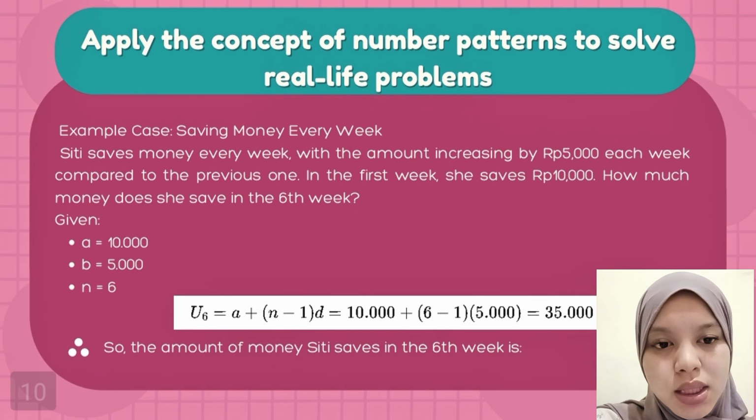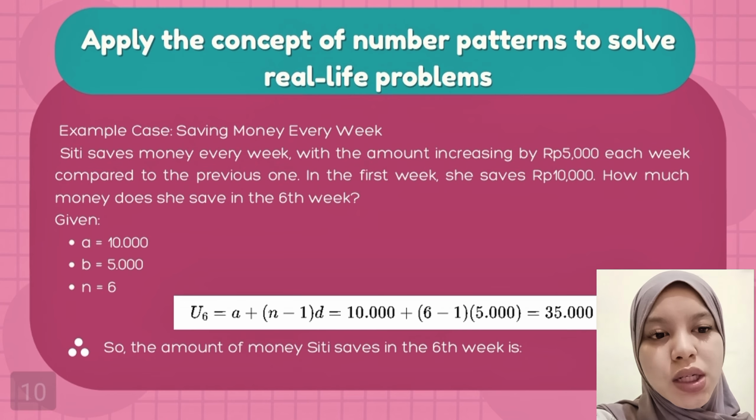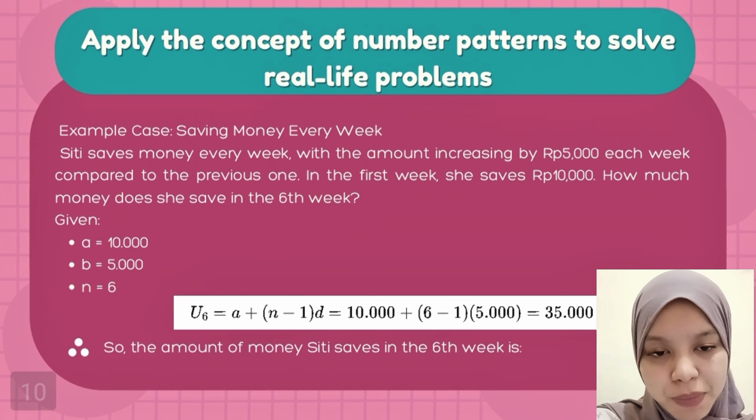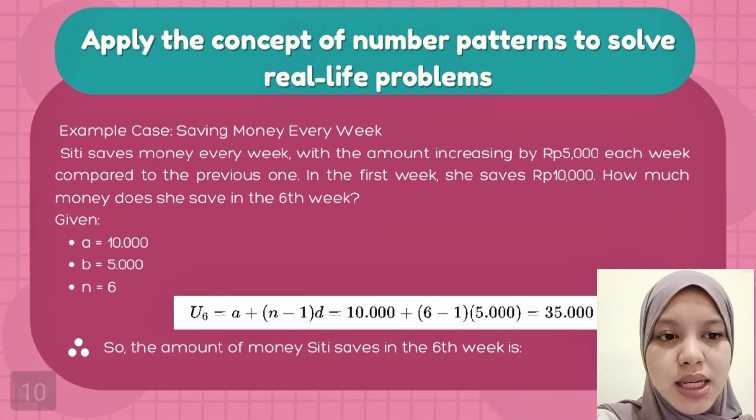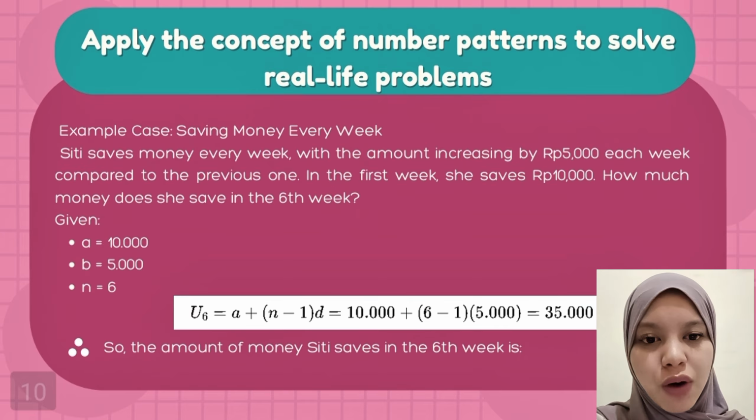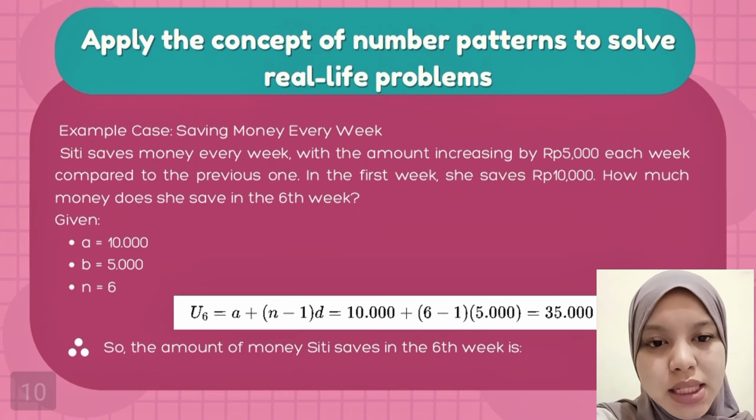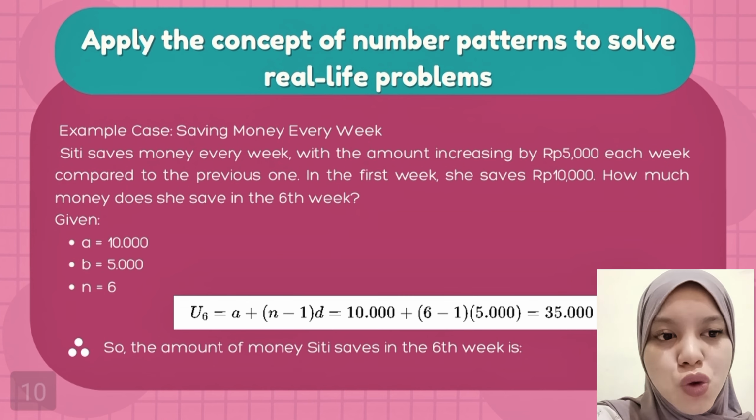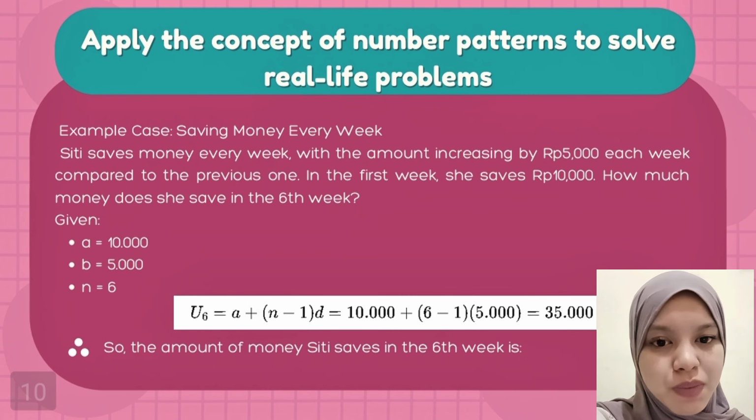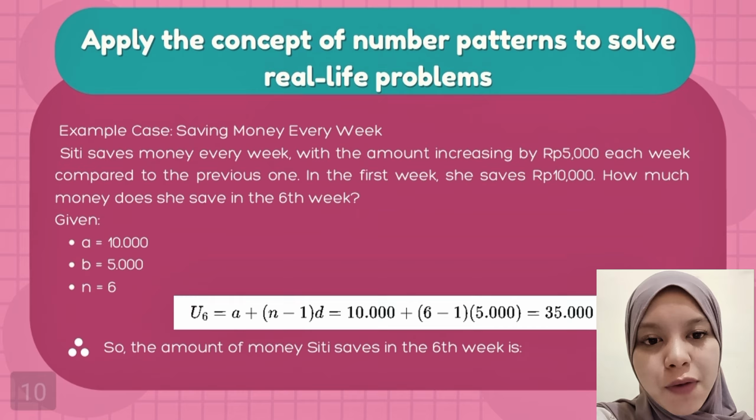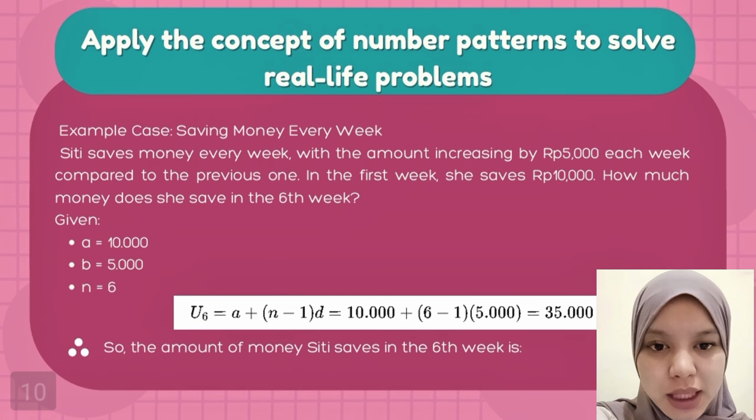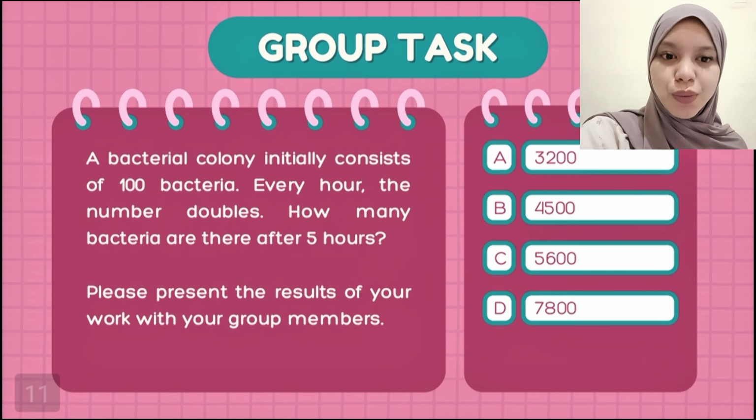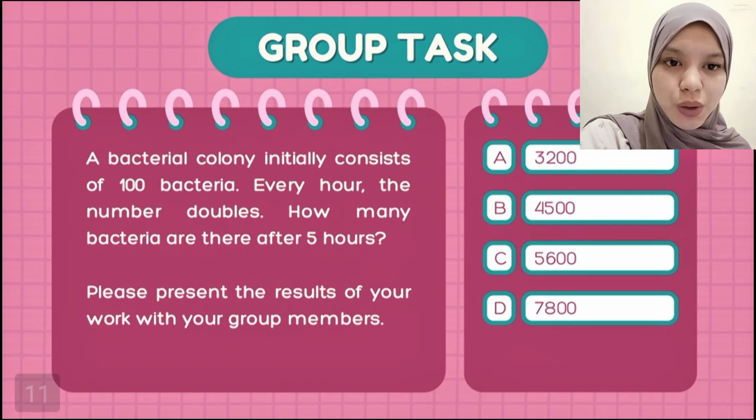To find the sixth term, we say u sub 6 equals 10,000 plus 5 times 5,000, which is 10,000 plus 25,000 equals 35,000. Therefore, the amount of money saved by Siti in the 6th week is 35,000 rupiah. The example shows how arithmetic patterns can be applied to solve real-life problems such as planning, saving regularly, and systematically.